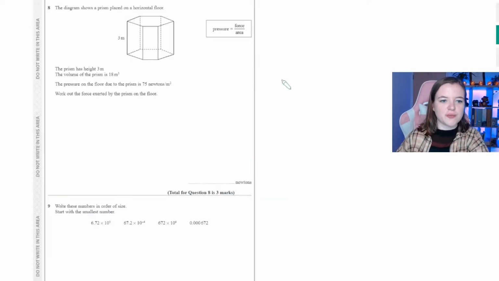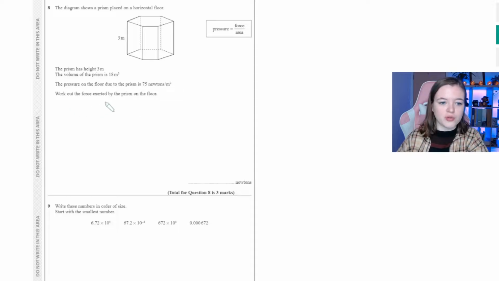Okay, question 8. The diagram shows a prism placed on a horizontal floor. The prism has height 3 meters. The volume of the prism is 18 meters cubed. The pressure on the floor due to the prism is 75 newtons per meter squared.